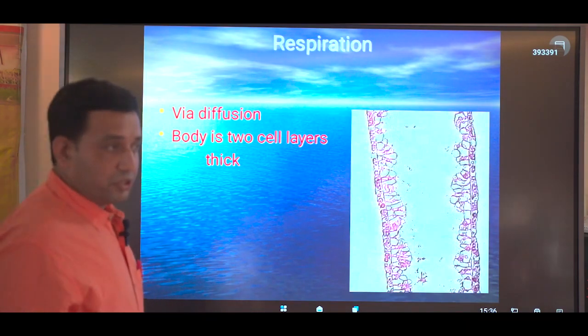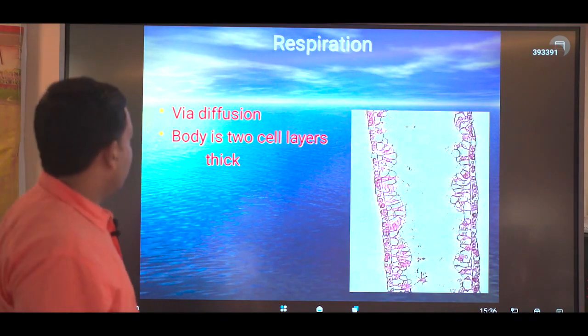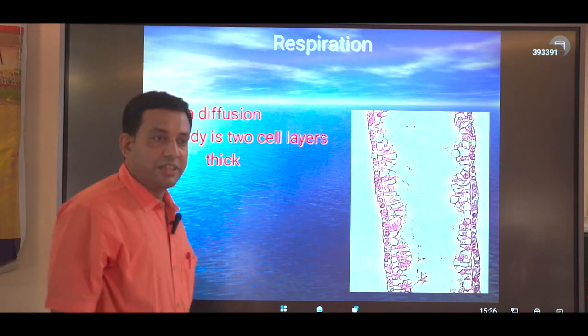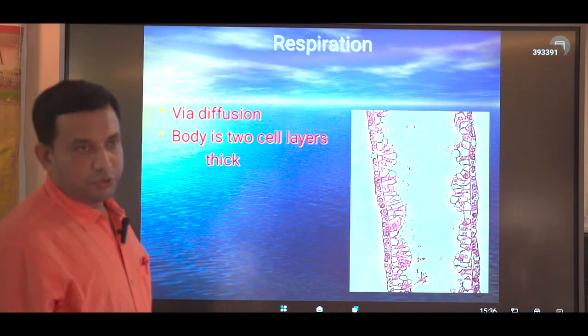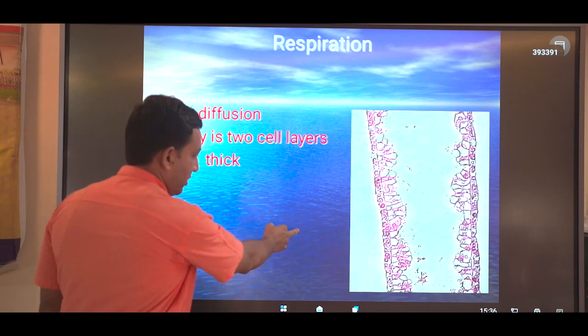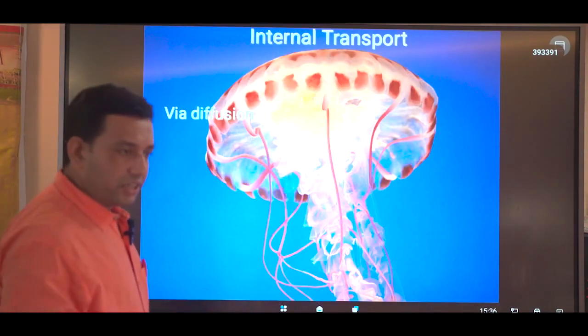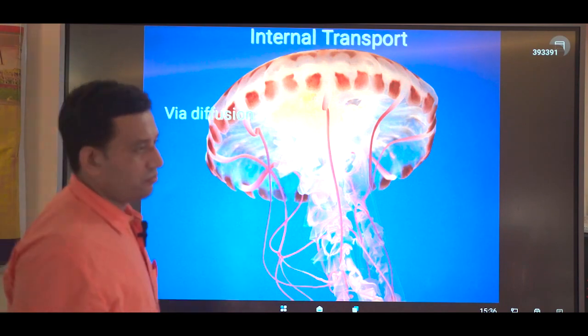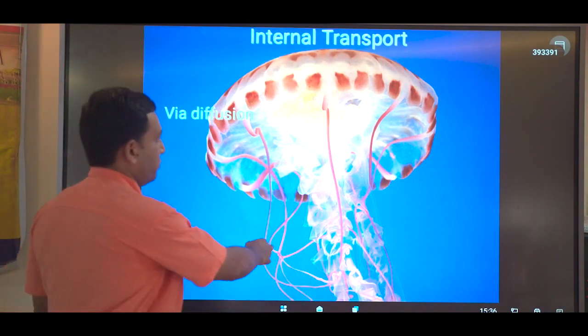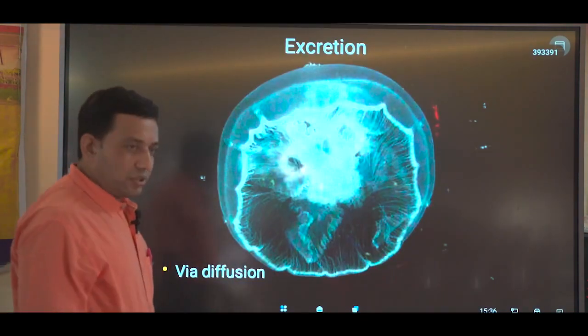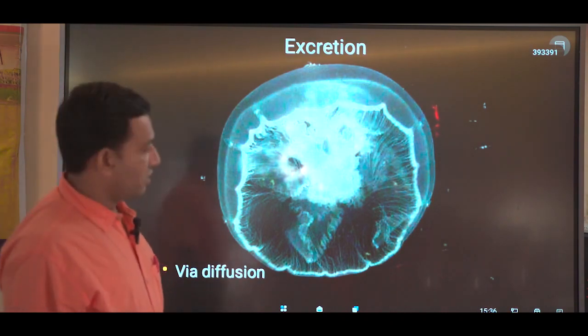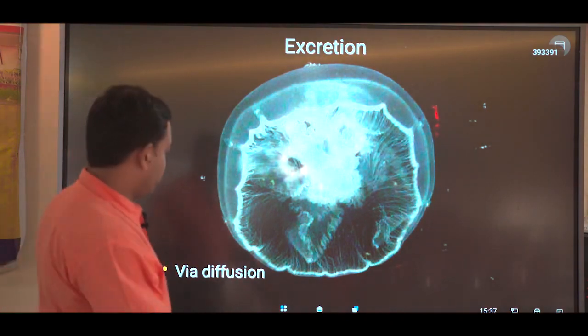If we see the respiratory system of these cnidarians, there is no distinct respiratory organ. Respiration takes place by diffusion, or simple exchange of gases with the surrounding water. Internal transport: there is movement of the food particles and so on through simple diffusion. Excretion: there is also no distinct excretory organ. It takes place by simple diffusion.